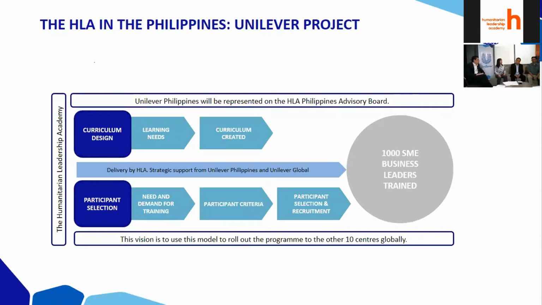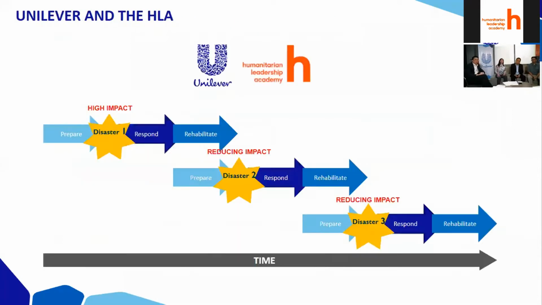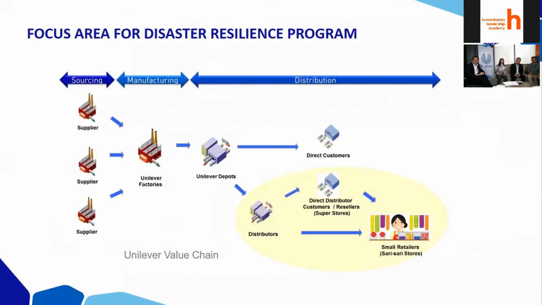So what we did was really to concentrate first on the distribution side, because in the Unilever value chain, we have the supply side, we also have the manufacturing side. But for this particular program, we really focused on the distribution side because it's the immediate side of the value chain that's closest to the people that we serve.